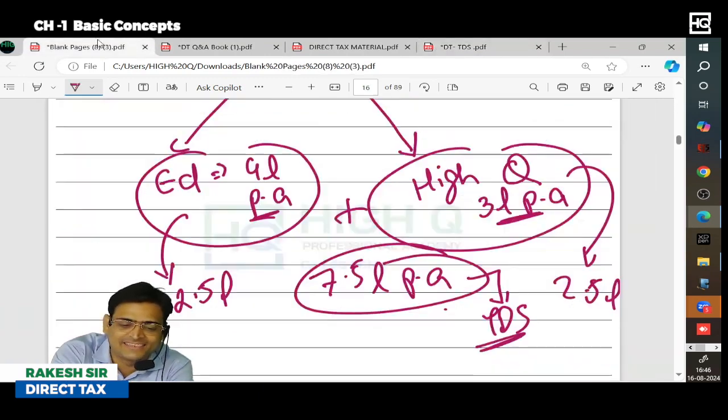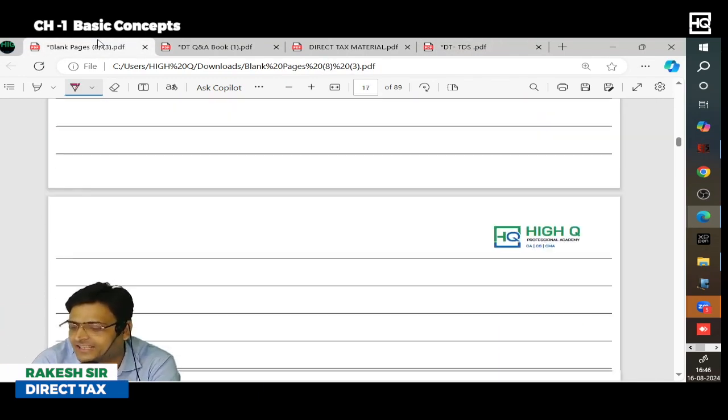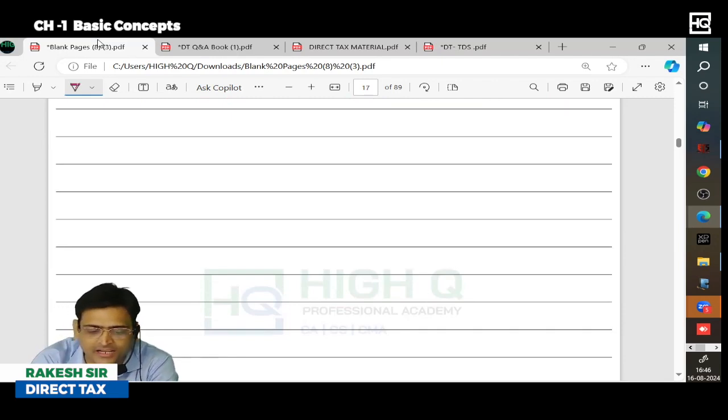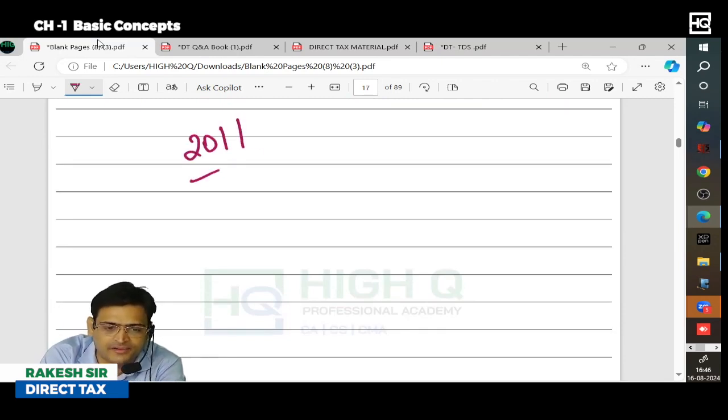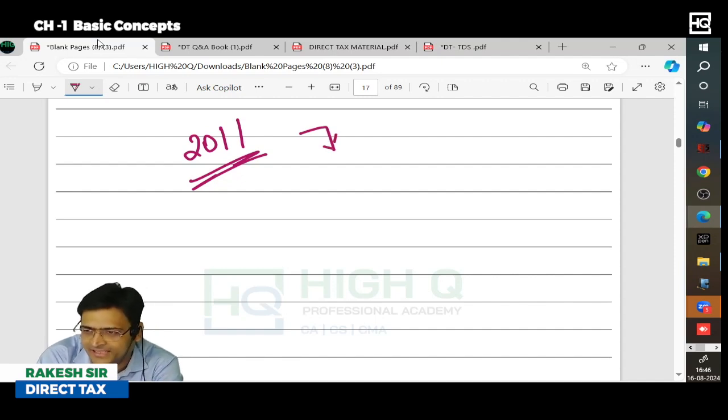Now, sometimes what happens is excess TDS gets deducted. I'll give you a real life example. In 2011, I was working in one organization. I can take the name. My last institute's name I'll not take, but before that institute I was there.